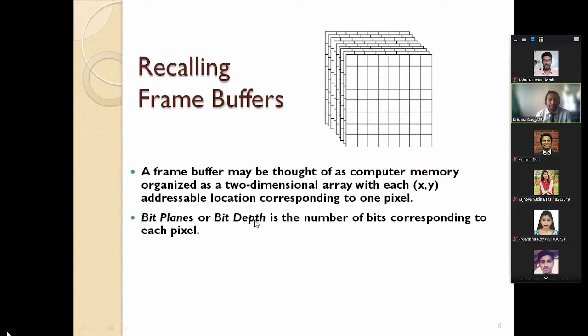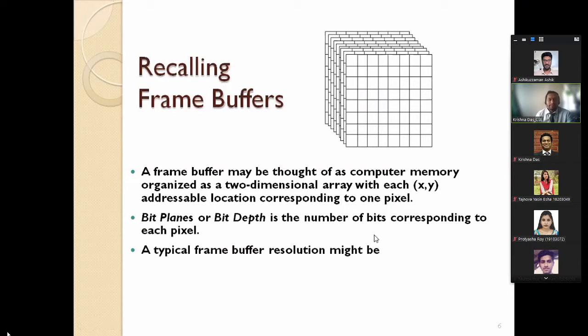So bit plane or bit depth is the number of bits corresponding to each pixel. This is just a visual representation, where the bits are maybe a two-dimensional array, like a small plane. If I say that for this pixel the bit depth is 8, that means 8 of those bit planes are assigned for one pixel. Like this way it has been defined.